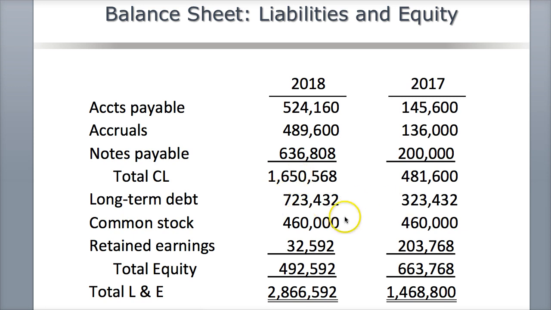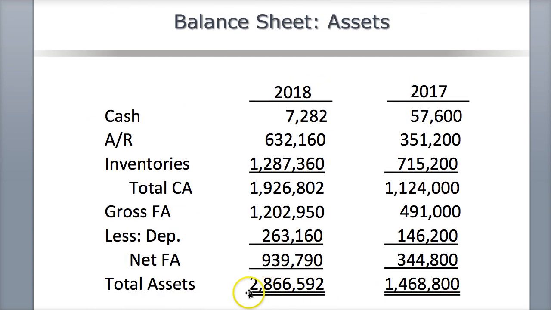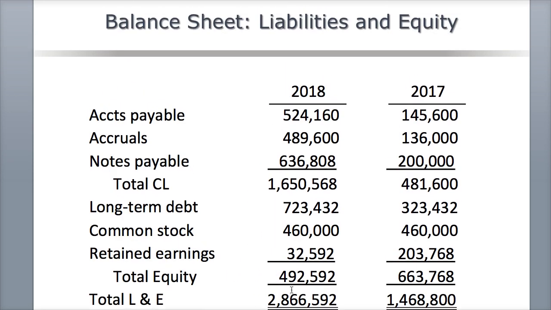Long-term debt has increased. Common stock remains the same. Retained earnings have greatly decreased. This is the amount of money the company makes but keeps in the company. And almost $200,000 of total equity has been destroyed. So the total liabilities and equity has increased from 1.4 to 2.8. And you see how the assets, 2.866, match the liabilities and equity. That's why I call it a balance sheet.